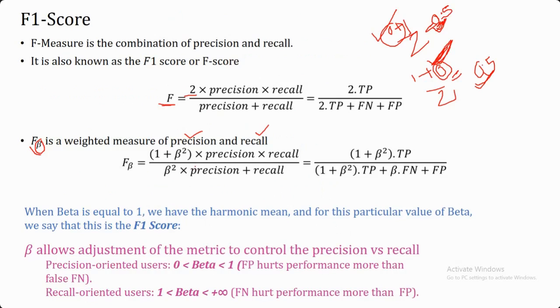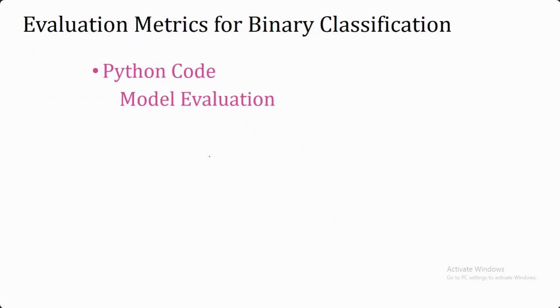We can either consider the same weightage, or based upon the requirement we can give more weightage to one of the measures. This way we can use the combination of precision and recall in order to quantify the performance.